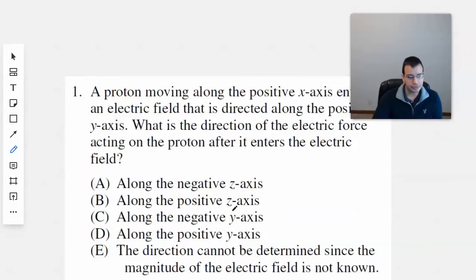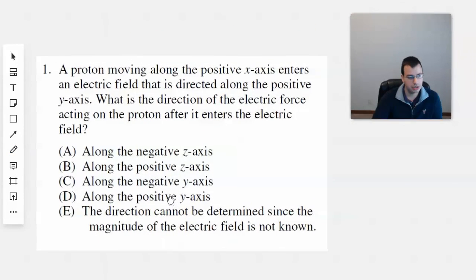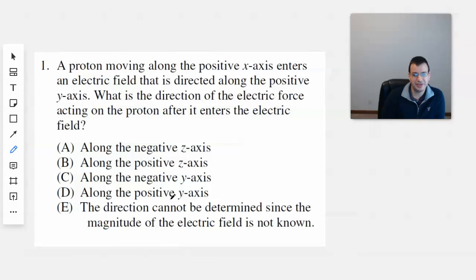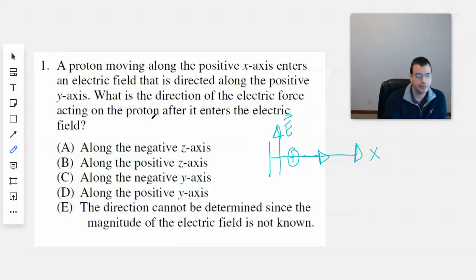Okay? Aha! An AP question. A proton moving along the positive x-axis enters an electric field that is directed along the positive y-axis. I assume it's moving in the positive direction. So an electric field here. What is the direction of the electric force acting on the proton after it enters the electric field? So this is F equals QE. Sometimes I write EQ, doesn't matter. Plus QV cross B.